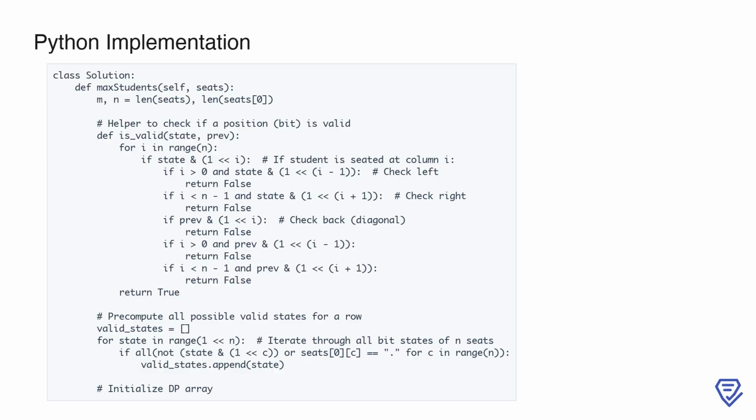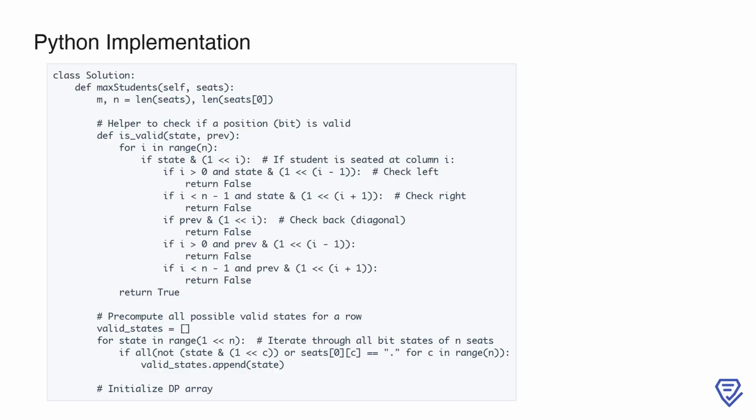Here, we start by defining the max students method inside the solution class. The first step is to determine the dimensions of the classroom, specifically the number of rows m and columns n. Then, we define a helper function called is_valid that checks whether a given seating arrangement for the current row, represented as a bitmask state, is valid when considering the previous row's arrangement, previous. This function ensures that no two students are seated next to each other in the same row, diagonally in adjacent rows, or directly behind one another.